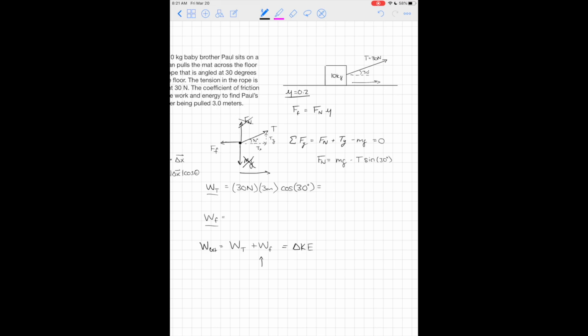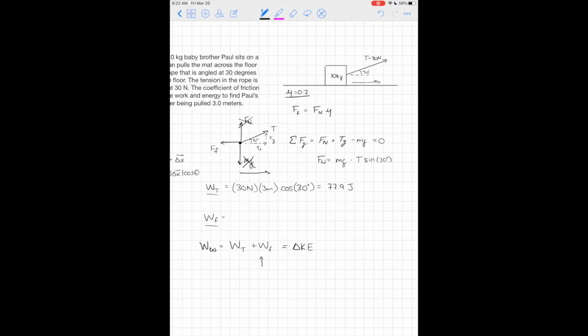And so I get 30 times 3 times cosine of 30 degrees. I get a total of 77.9 joules of work done by tension. Now what's nice about this is I didn't need to figure out the x component, the y component, and all that jazz. It just did this amount of work.